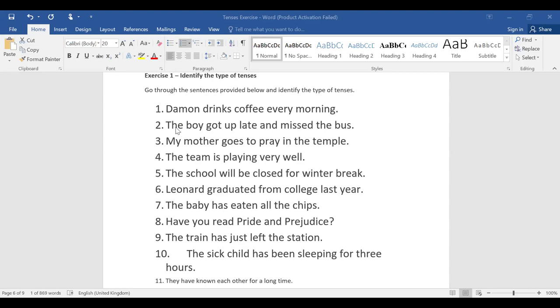So one, what do you think the verb is? Simple present or simple past or simple future? Simple present, simple past. Three. Past continuous, past. Good. So you only write the number and then the type of tense. Are you clear now? Yes, sir. Thank you. You're welcome.